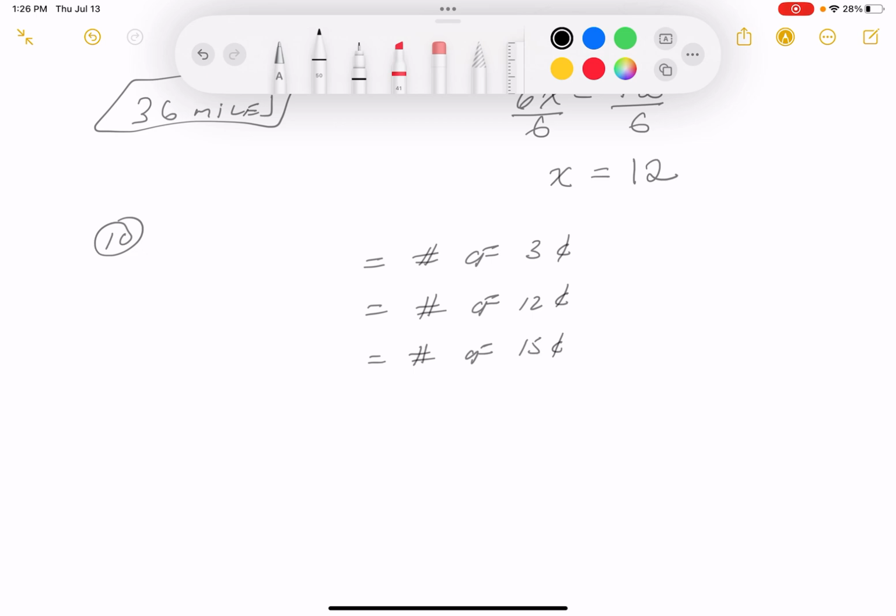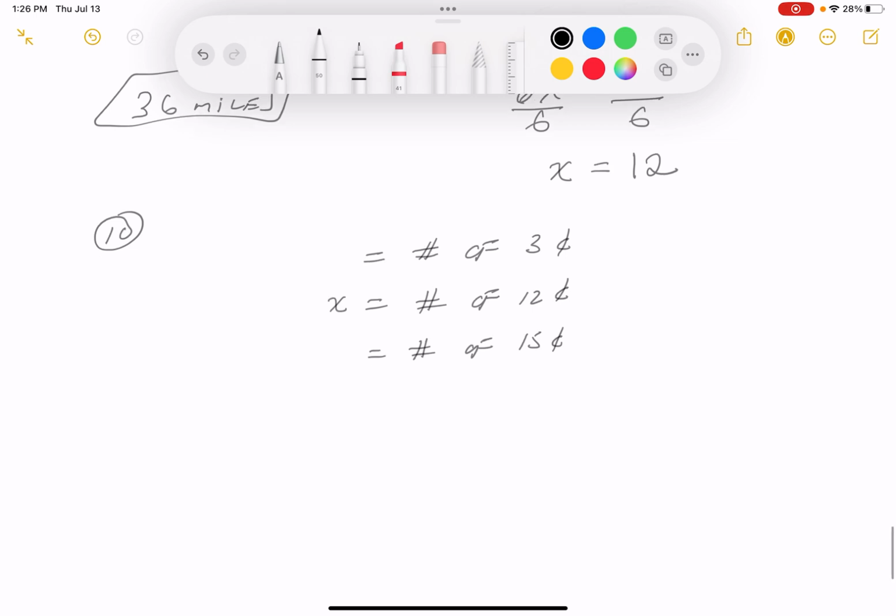So, reading it carefully and paying attention to what they're saying, the number of 3-cent stamps is 5 times the number of 12-cent stamps. So I'm going to say X is the number of 12-cent stamps. Let me read it again to you. The number of 3-cent stamps is 5 times the number of 12-cent stamps. I'll write that down.